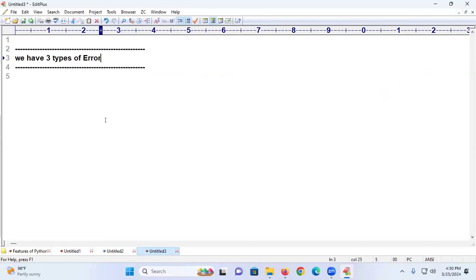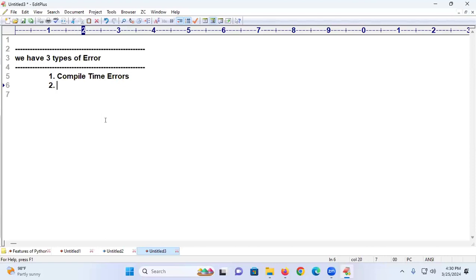Spell out. At least if you don't know anything, you speak out. Errors are of three types. Good. Now, number one is called what? Compile time errors. Spell out, compile time errors.